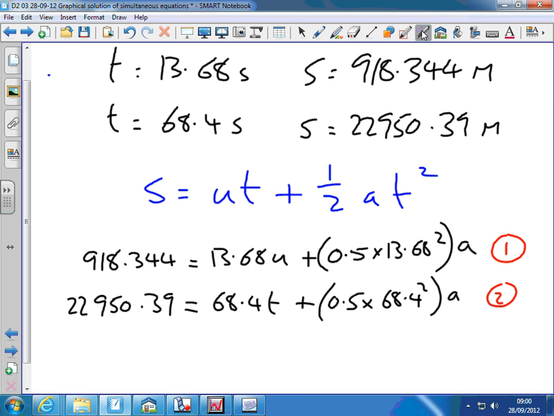Autograph is not going to like you putting this in, 0.5 times 13.68 squared. So work out what that is, and work out what that is. So if someone can do that for me. Pardon? Yeah. Oh, yes, thank you. Yeah.